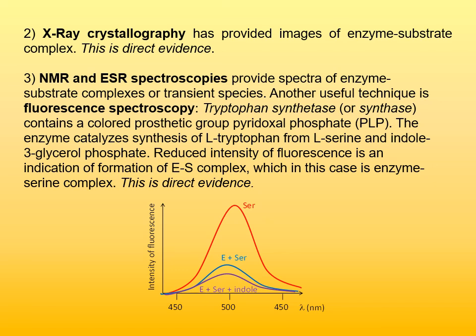An example is given here. Enzyme tryptophan synthetase, it's also called tryptophan synthase, contains a colored prosthetic group, and that's pyridoxal phosphate or PLP. We will also encounter that one later in the course. So enzyme catalyzes synthesis of L-tryptophan from L-serine and indole triglycerol phosphate. And reduced activity of fluorescence is an indication of formation of enzyme-substrate complex. In this case, this would be enzyme-serine complex. And again, this is direct evidence. So this completes our brief introduction to enzymes.